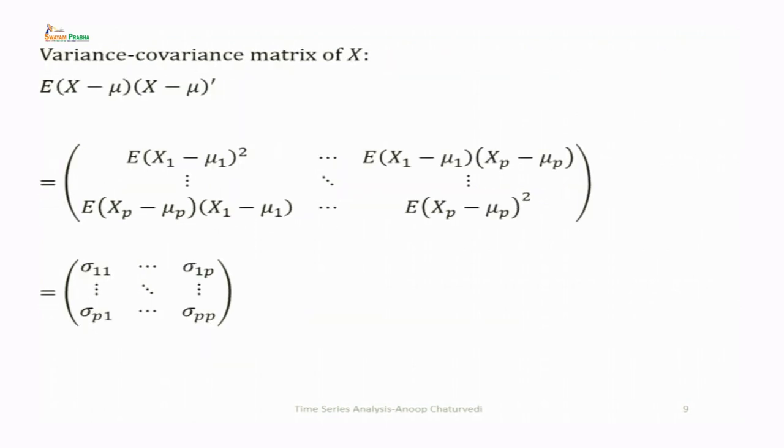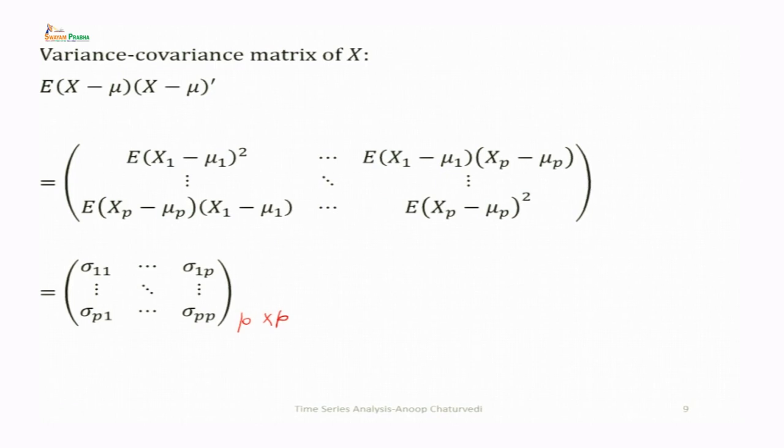Similarly, we define the variance covariance matrix of x as expectation of x minus mu, x minus mu transpose. And then if you take product of these two vectors, you get expectation of x 1 minus mu 1 square, so on, expectation of x 1 minus mu 1, x p minus mu p and so on. You get this matrix. And then expectation of this term is sigma 1 1 and so on. Here you get sigma 1 p. Then you get sigma p 1 here, sigma p p here. So, you get this p cross p matrix.